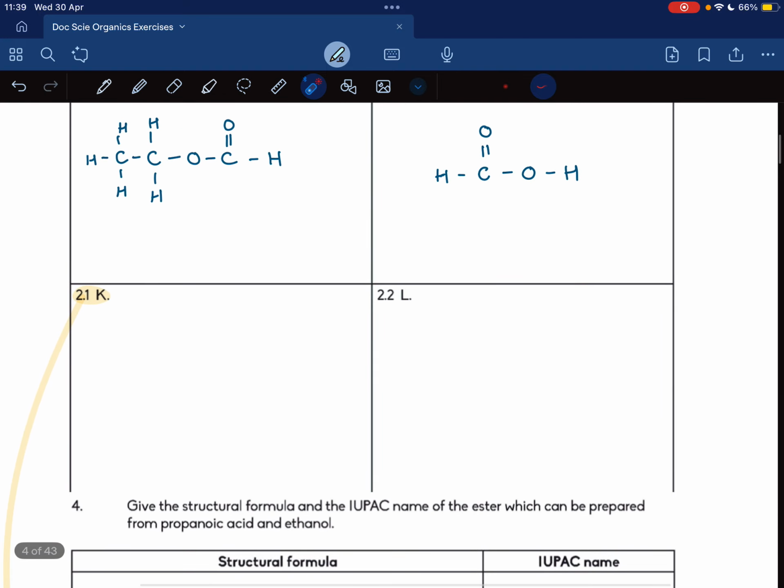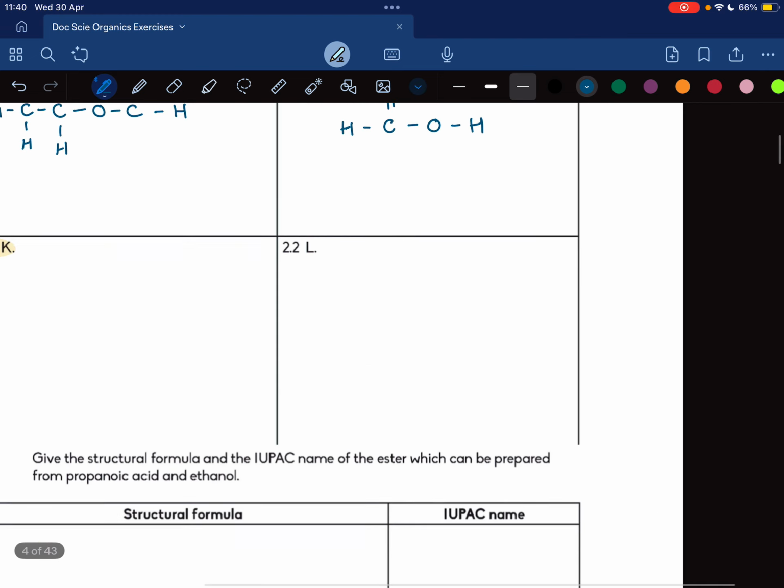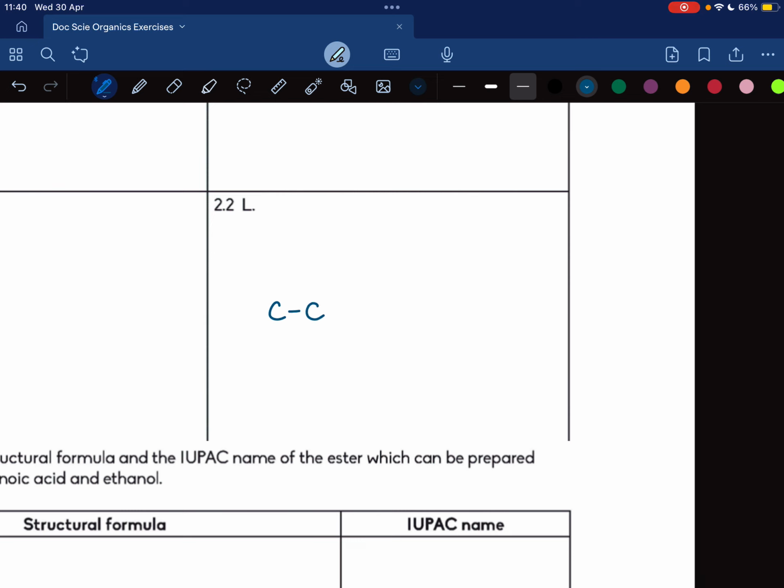Okay, then for L is ethyl ethanoate. So I can see it's going to be an ester with an ethanol group and an ethanoic acid group. So I'm going to have ethanol, so it will be 2 carbons bonded to the single oxygen. Then there's the functional group, and then because it's ethanoate, I'll have 2 carbons next to the oxygen, and then finish off with my hydrogens.